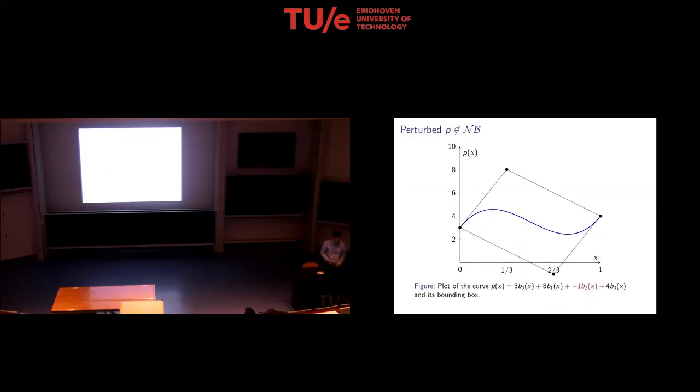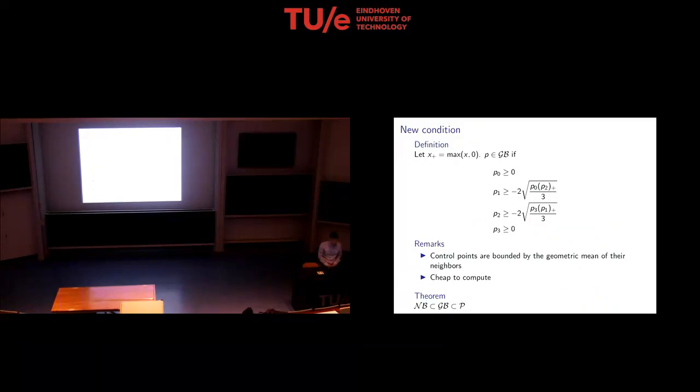But what if we perturb that control point just a little bit, going from 0 times b2x to negative 1 times b2x? Then the bounding box no longer gives you any certificate, but this polynomial is clearly positive. So we want a condition that's less sensitive to these sort of perturbations of the values of the coefficients.